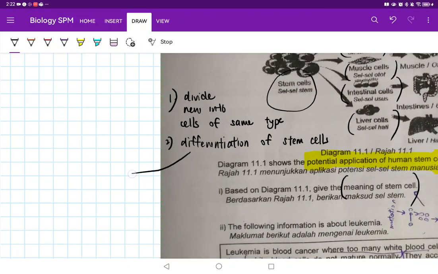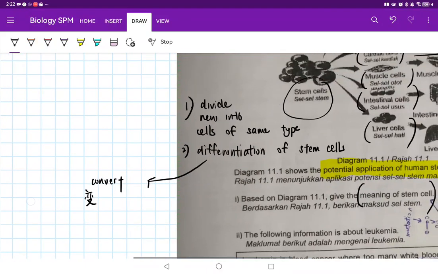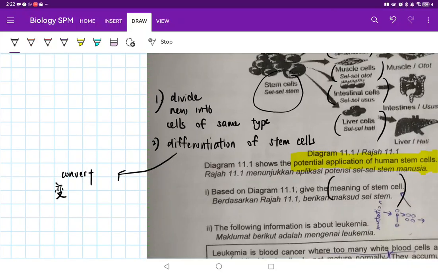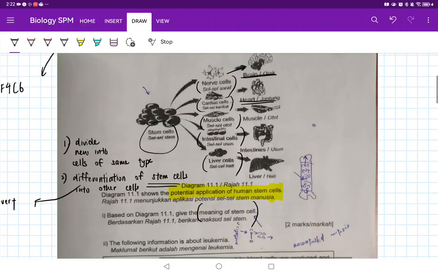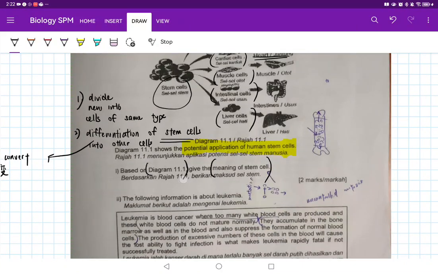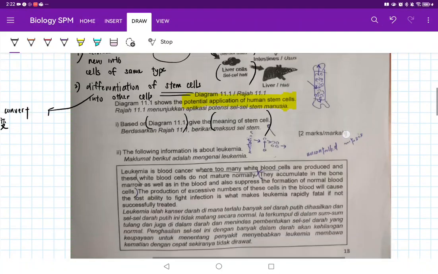If you don't know what differentiation means, it means convert. They will become different kinds of other cells from the stem cells. So this is how you define the meaning of stem cell based on this diagram. Whenever you see something that's based on the diagram, you have to refer back. You cannot just say it off memorizing.